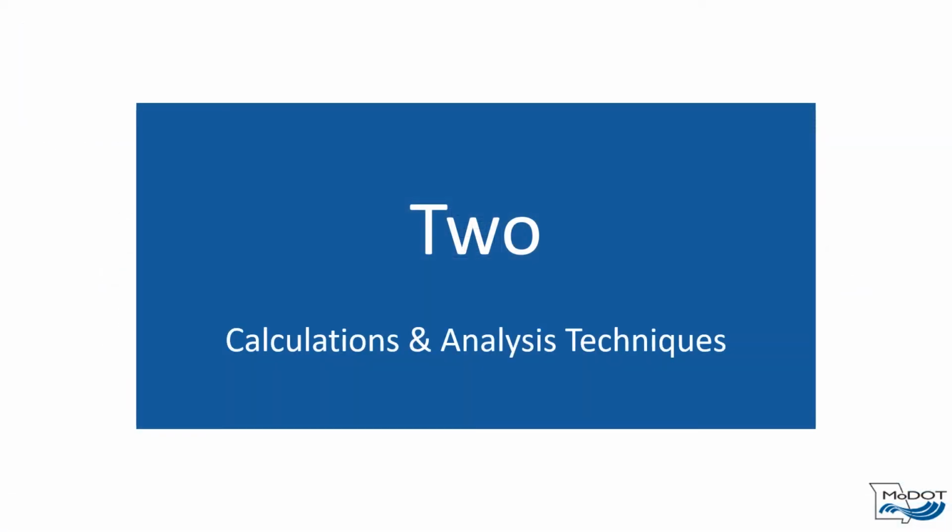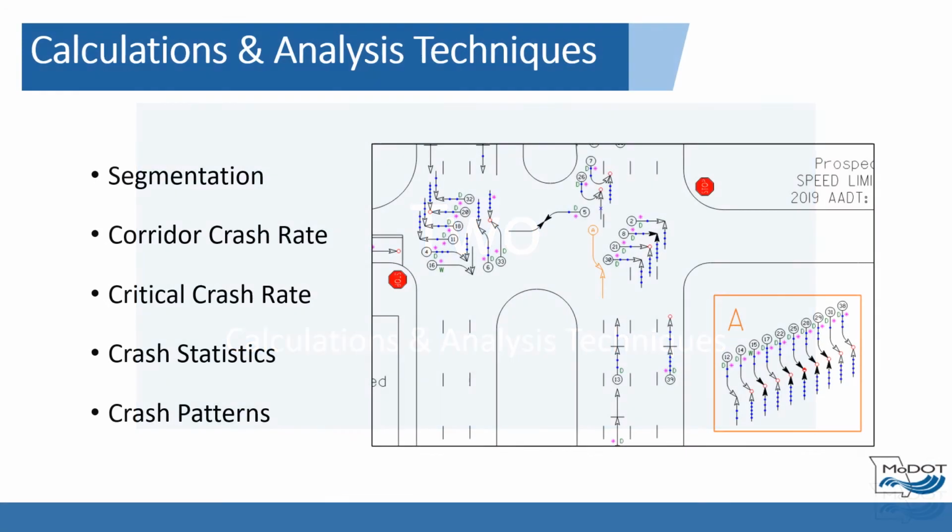Once the safety analysis parameters have been defined, there are many calculations and analysis techniques that can be used for completing a crash analysis. Calculations and analysis techniques that can be used after completing a crash analysis include segmentation, corridor crash rate, critical crash rate, crash statistics, and crash patterns.